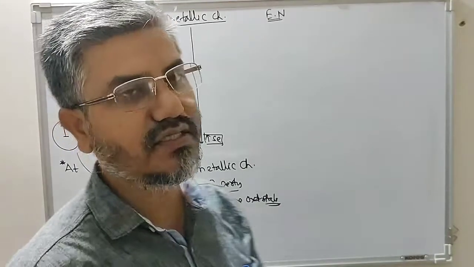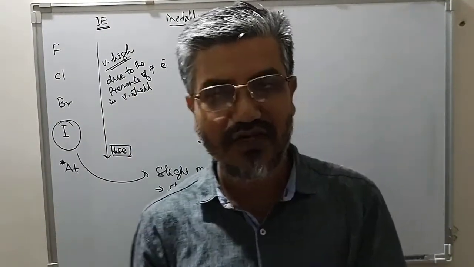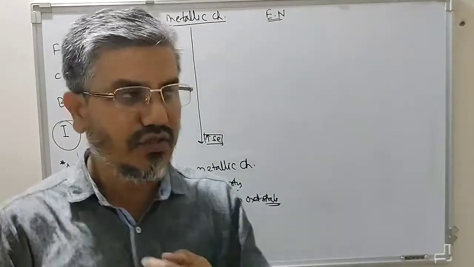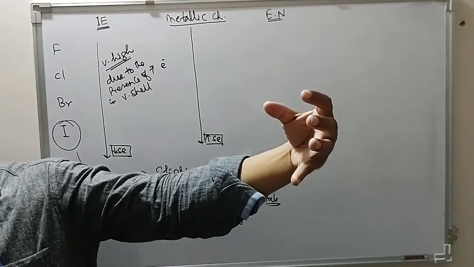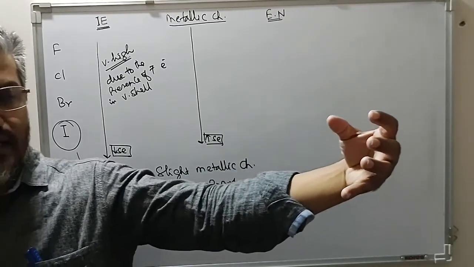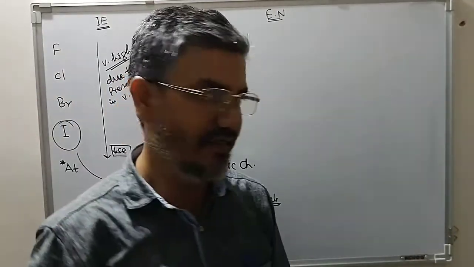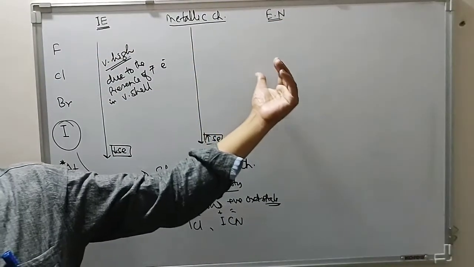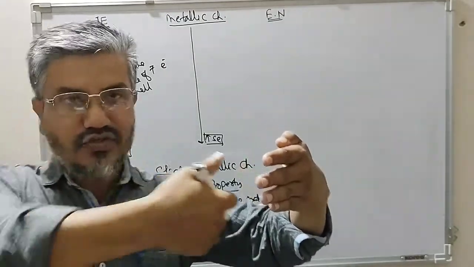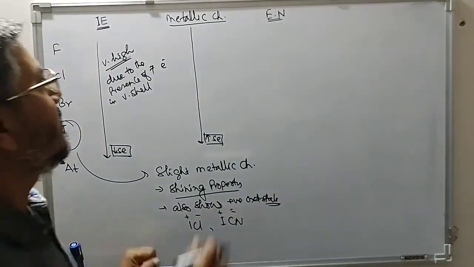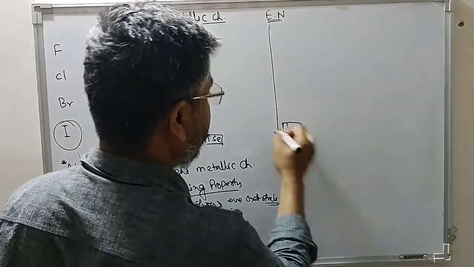As the size increases, the tendency to withdraw electron density towards itself decreases. The reason being, due to increase in size, the attractive force between the valence shell electron and the nucleus is decreased. As the attractive force decreases, the tendency to withdraw electron density decreases. Fluorine being the smallest, the distance between the nucleus and the valence shell electron is the shortest. So it has a strong attractive force. So moving down the group, electronegativity decreases.